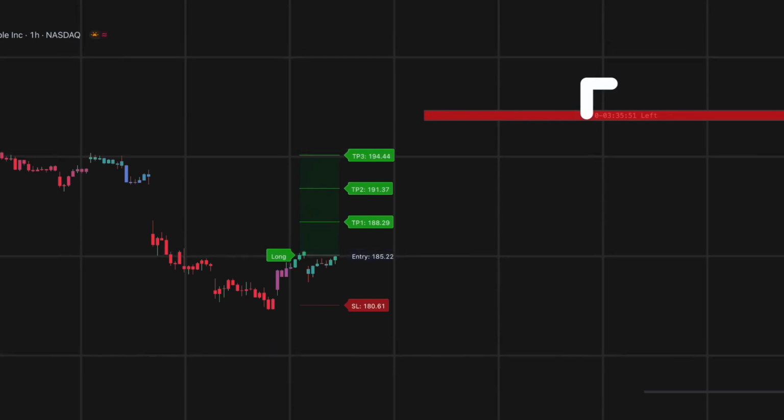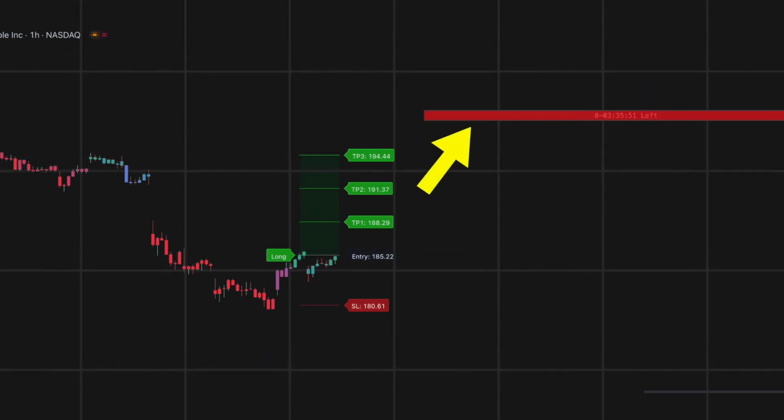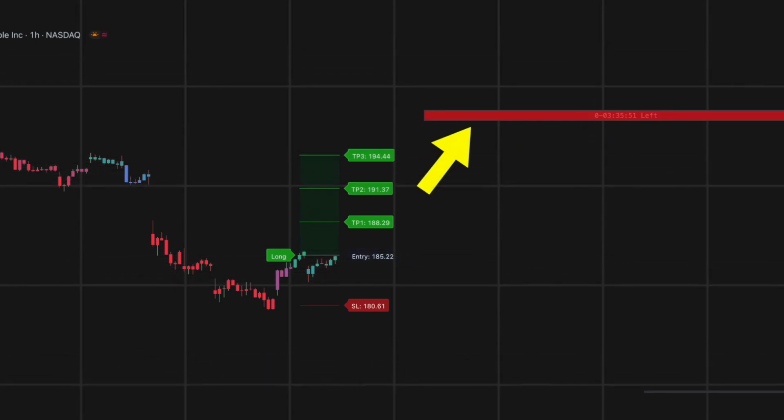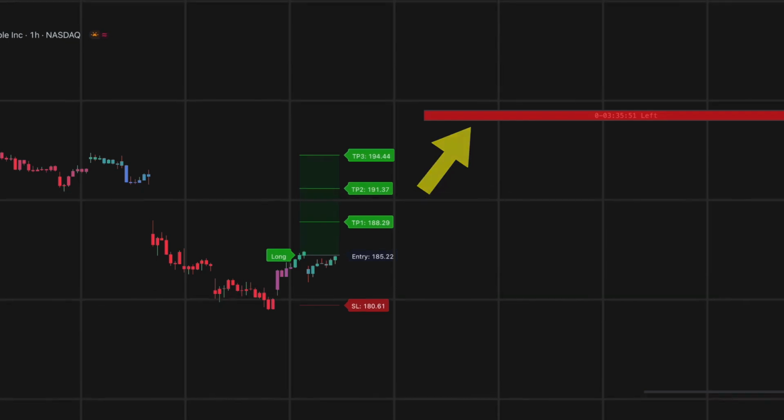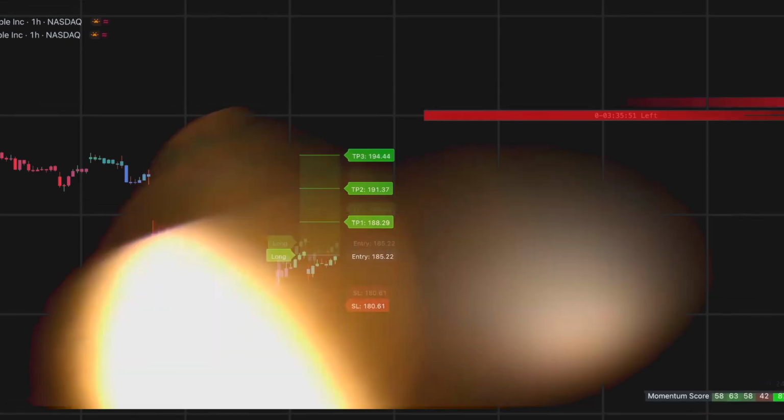Ghost order blocks have timers. Based on them, you can estimate the price reaching them within a specific time. This could be a great feature for option traders.